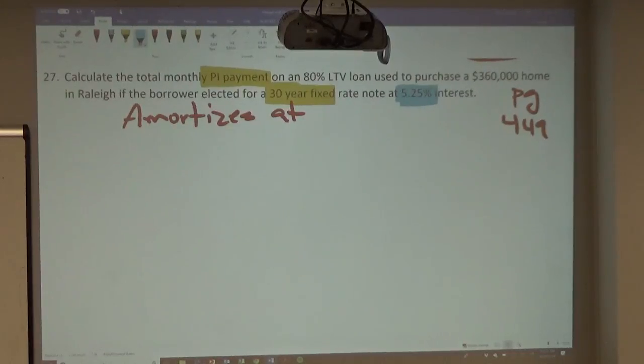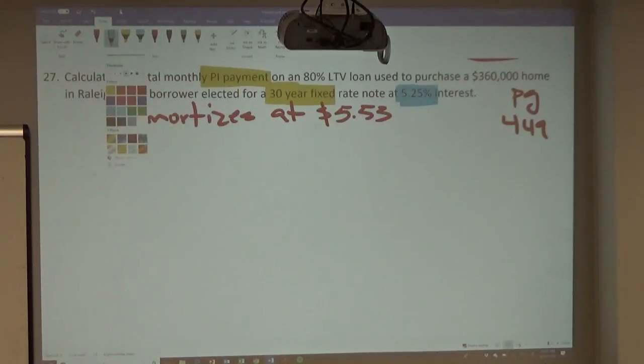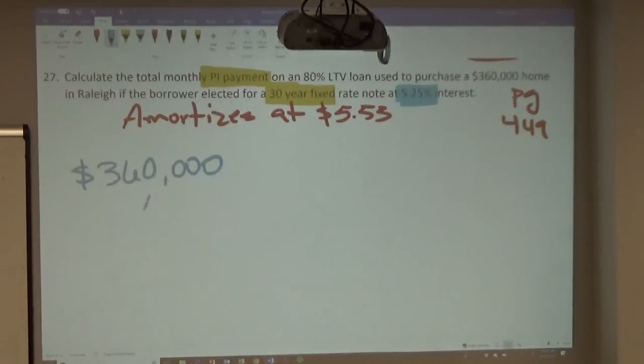That is $5.53. So it amortizes at $5.53, all right? Which means that's the payment for every $1,000 we borrowed. So now we need to know how much we're borrowing. Well, what we know about that is the property's worth $360,000, and we're borrowing 80% loan to value on that. So $360,000 times 80% loan to value, that is a $288,000 loan.